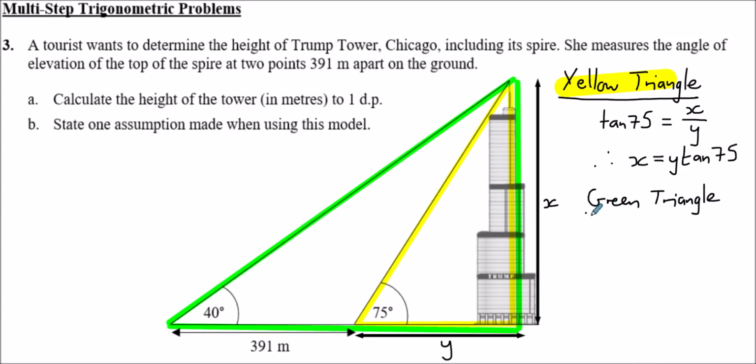So think about the green one, and think about the tan function of the green one. So the whole green triangle, just think about the big outside triangle. Think about tan 40. Tan 40 is going to be the opposite side of the big green one, which again is x, divided by the adjacent side. Now for this big green triangle, it's 391 here and y there. So the whole length of the bottom adjacent side is going to be 391 plus y.